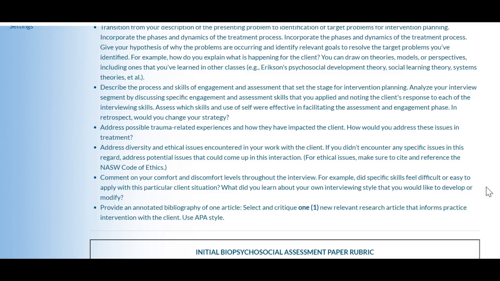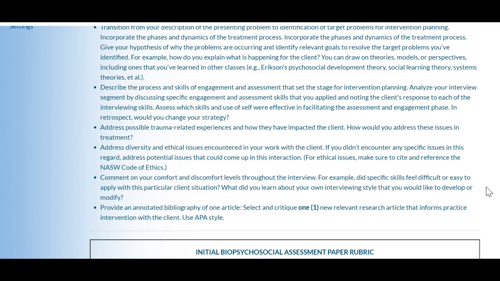So if you were working with a client who was the same as you in the sense of similar gender, similar race, similar background, how might that pose a challenge in the work with the client? You'll comment on your comfort and discomfort levels throughout the interview. Did specific skills feel difficult or easy to apply? With this particular client situation, what did you learn about your own interviewing style that you'd like to develop or modify?